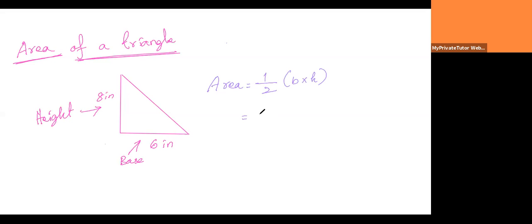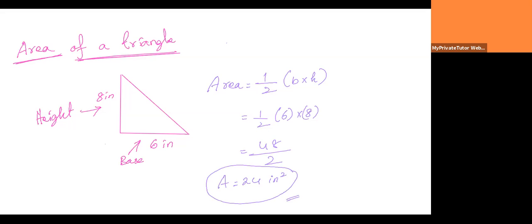Okay, what is base? 6 times 8, 48. 48 divided by 2. So the area is going to be 24. Yes, Sultan. Yes, Sana. Yeah, 24 square inches. See, this is the right angle triangle. It has a base, it has a height. So we can use this formula. Let me ask you, let's take a different triangle, guys, and see if it works.